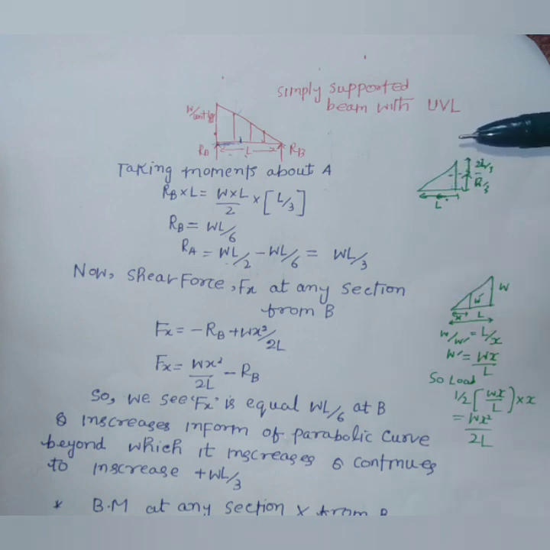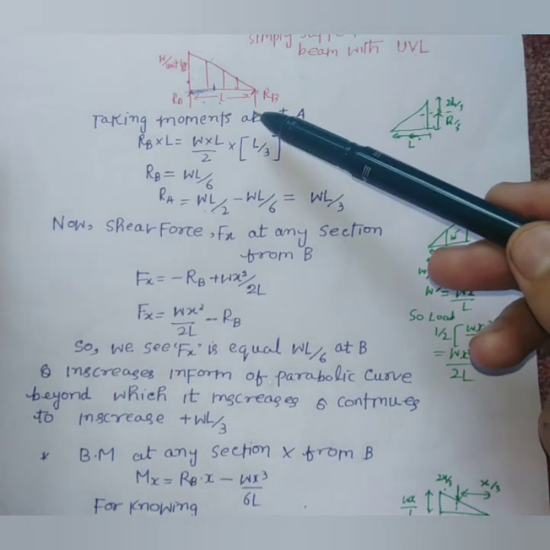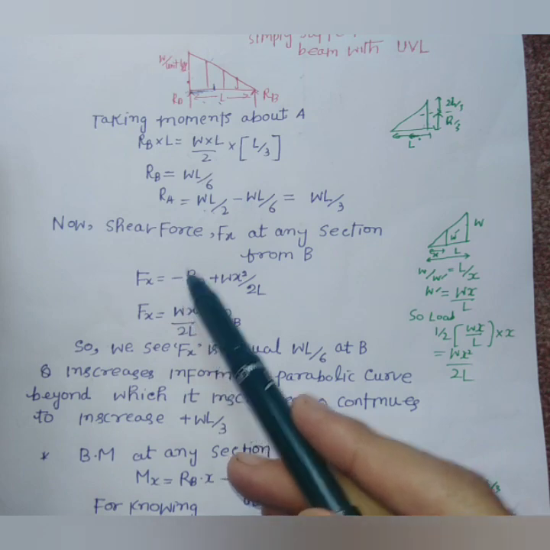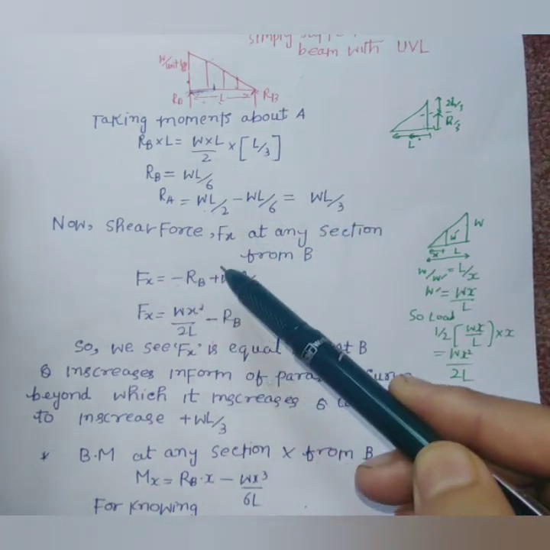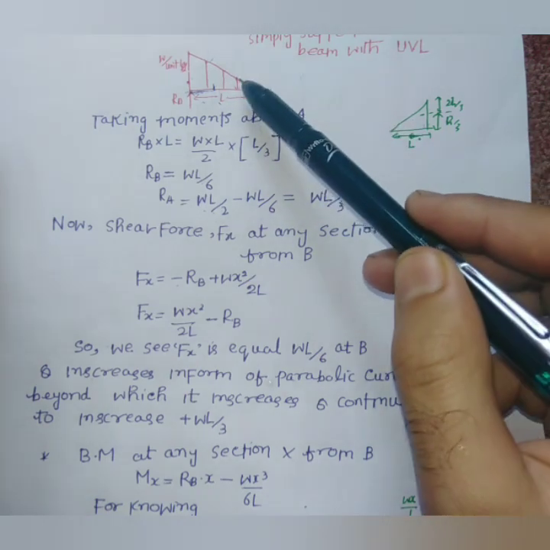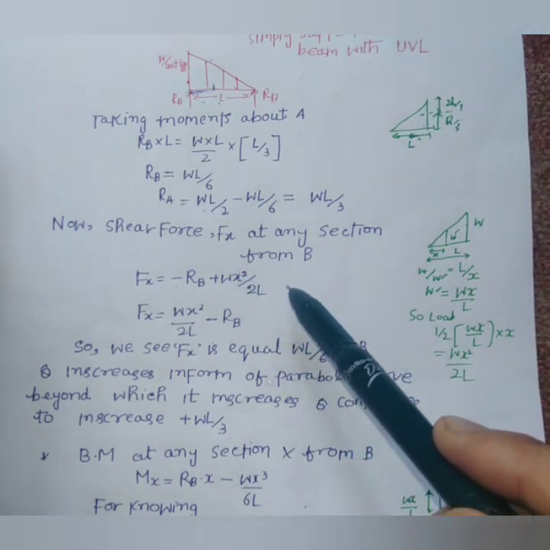Now calculating shear force at any section from B. Shear force Fx at any section from B will be equal to minus RB. Here it is up to you which sign convention you take. Now I have taken on the right hand side, if the load is upwards I have taken it negative, RB is upwards so I have taken it negative, plus the shear force from this downward load, which will be equal to Wx square divided by 2L.